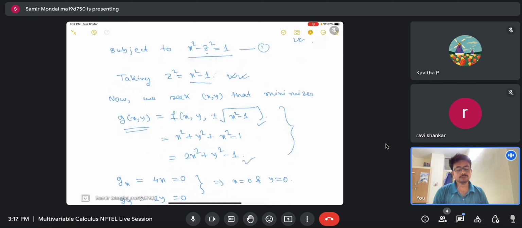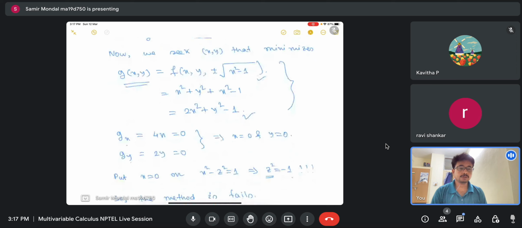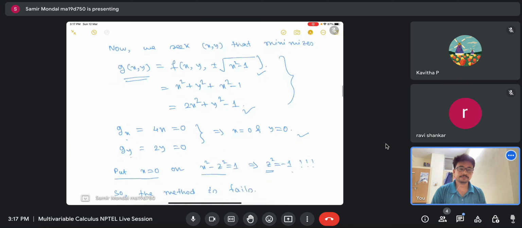Now we know the procedure, the rules, for finding the maximum and minimum of a two-variable function. For the critical point, we have to find the partial derivatives with respect to x and with respect to y. After that we got x = 0, y = 0. But if we put x equal to 0 in the condition, we get z² = −1. That is not possible, because this quantity is always non-negative. So this is not a possible case.